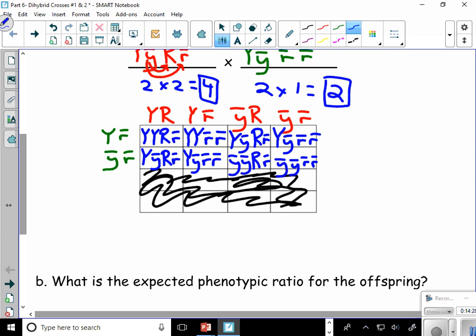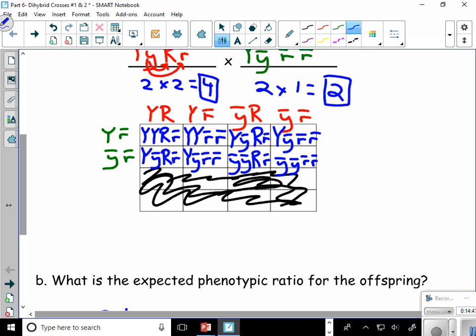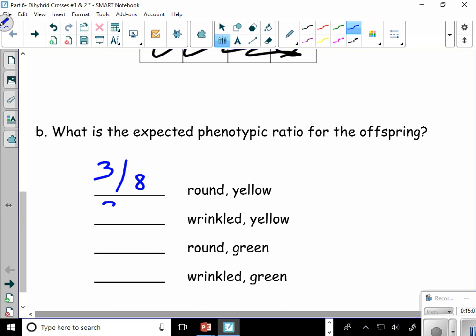So I count. Here is a big Y, big R. 1, 2, 3. I have 3, don't I? So I come back down here. 3 what? 3 out of 8 are round yellow. How many are wrinkled yellow? So I'm looking for a capital Y and lowercase r's, right? Here's the capital Y, lowercase r. 1, 2, 3, right? So what's my ratio? 3/8.